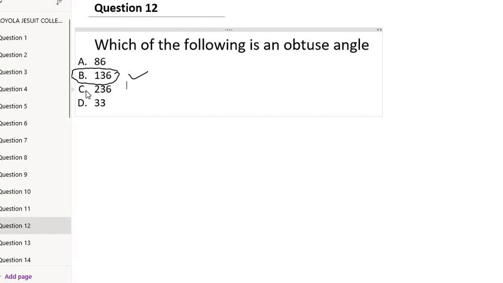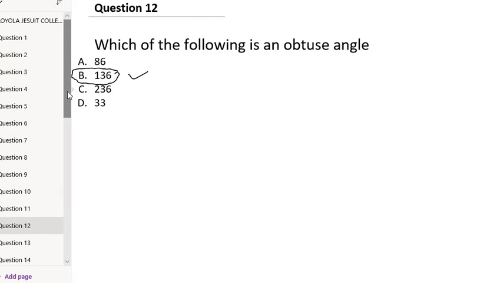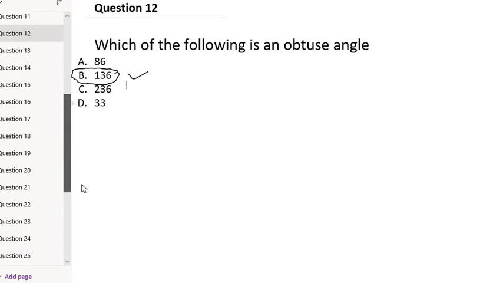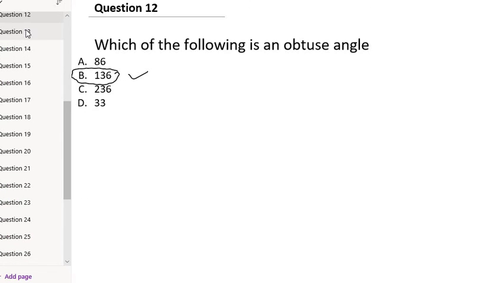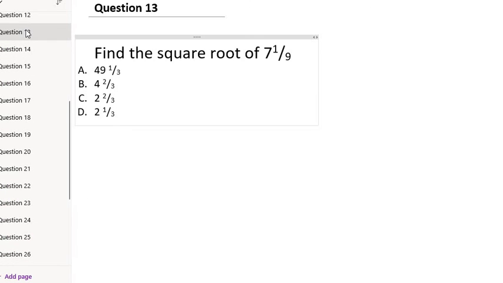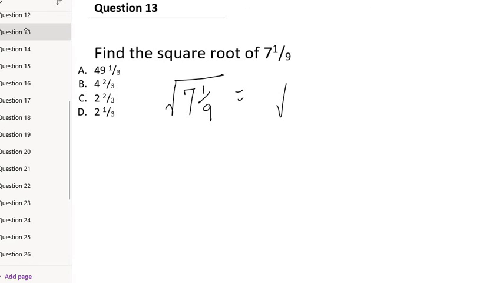Okay, so this brings us to question 13. Find the square root of 7 whole number 1/9. The first thing we need to do is to convert this mixed fraction to improper fraction. To do that, 9 times 7 is 63 plus the 1, the numerator, 64.